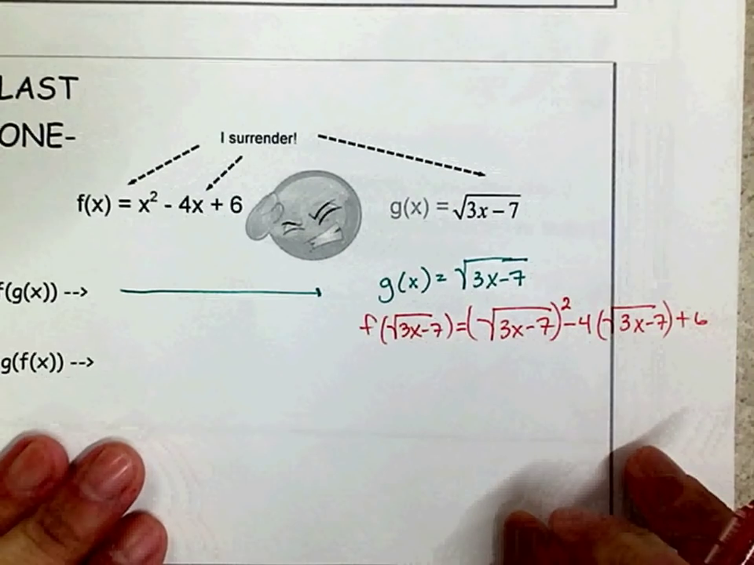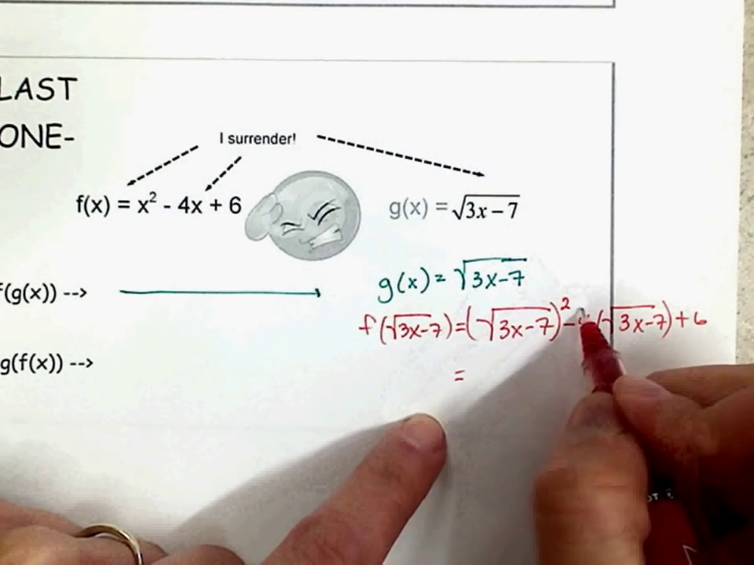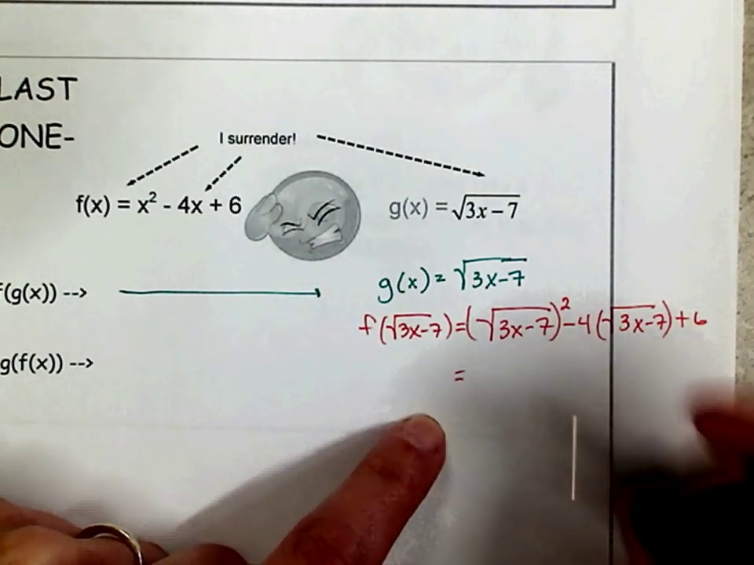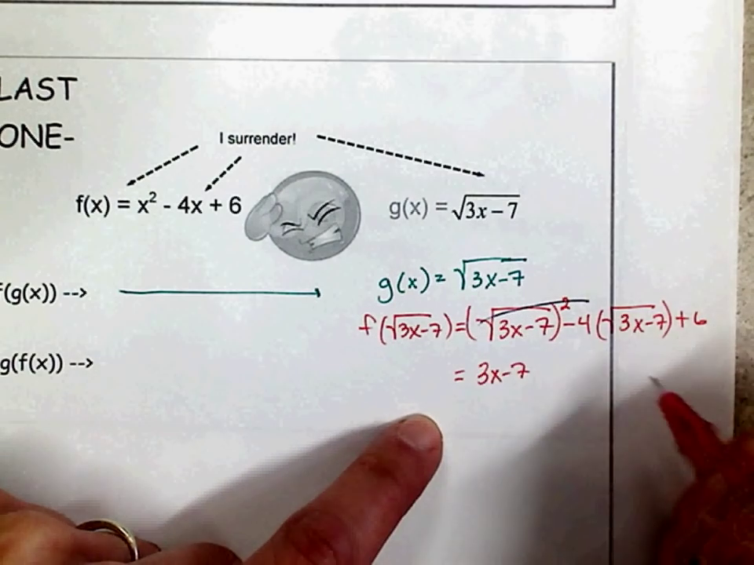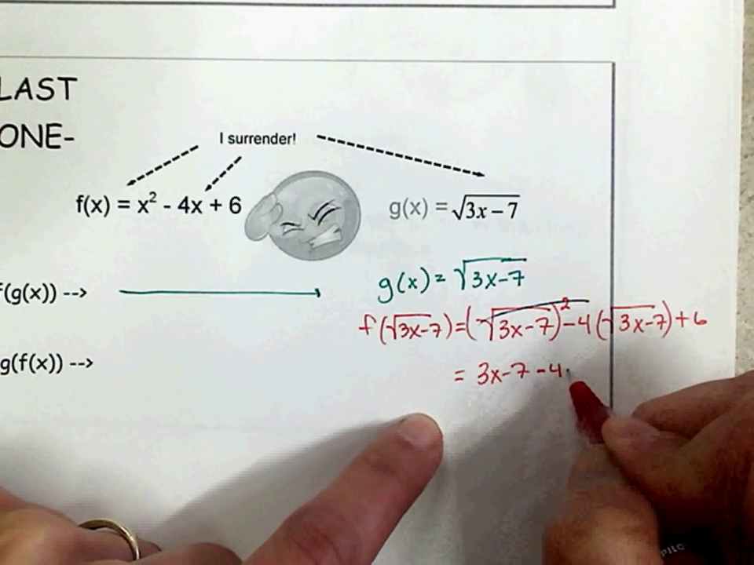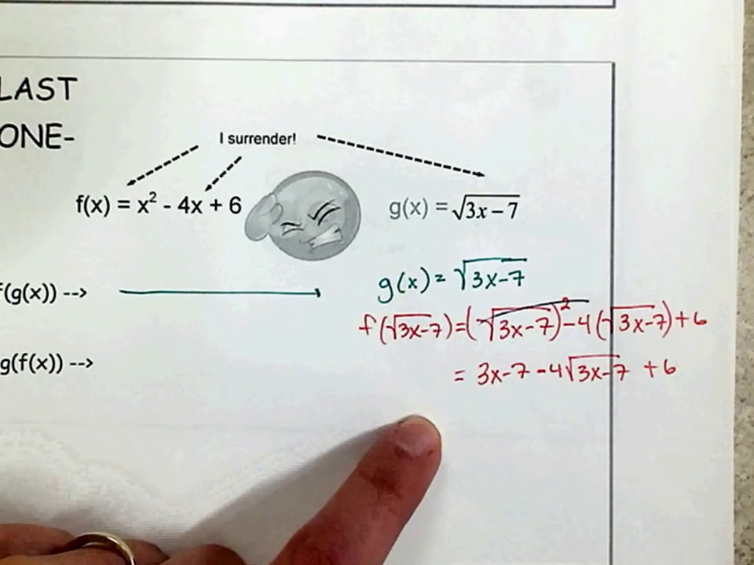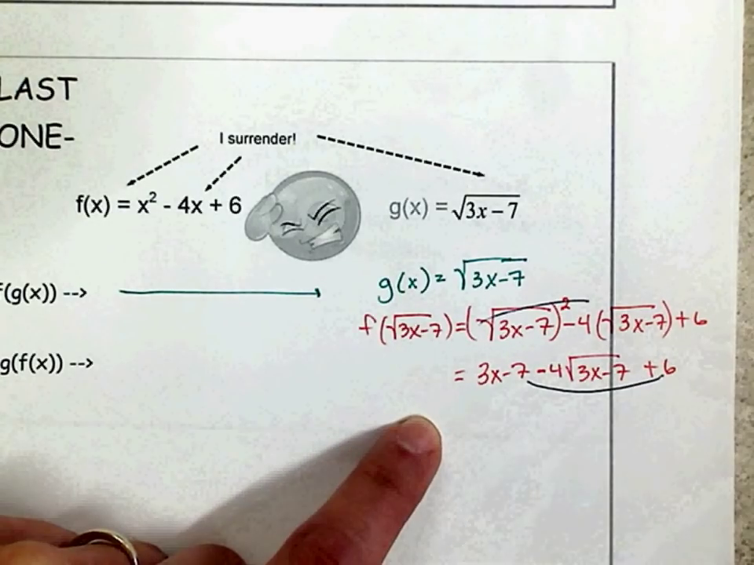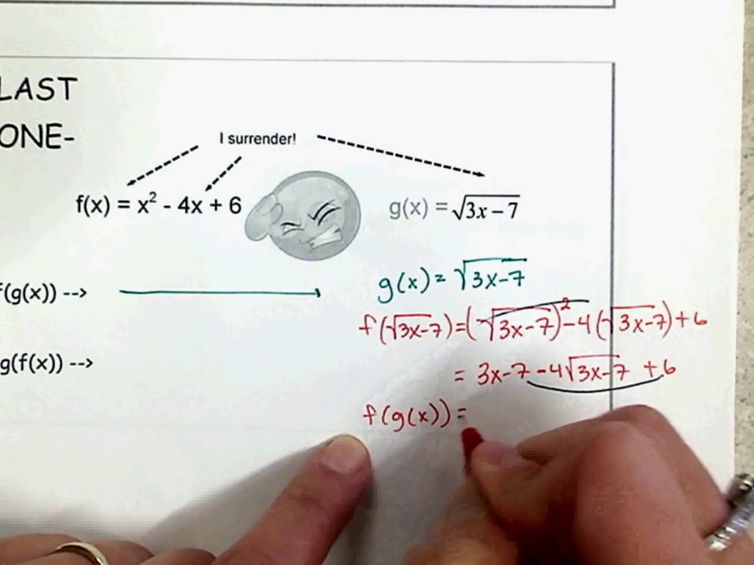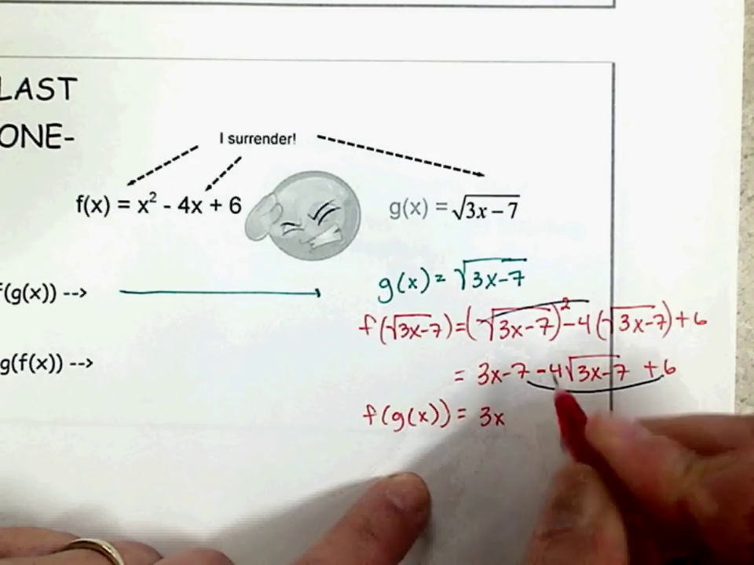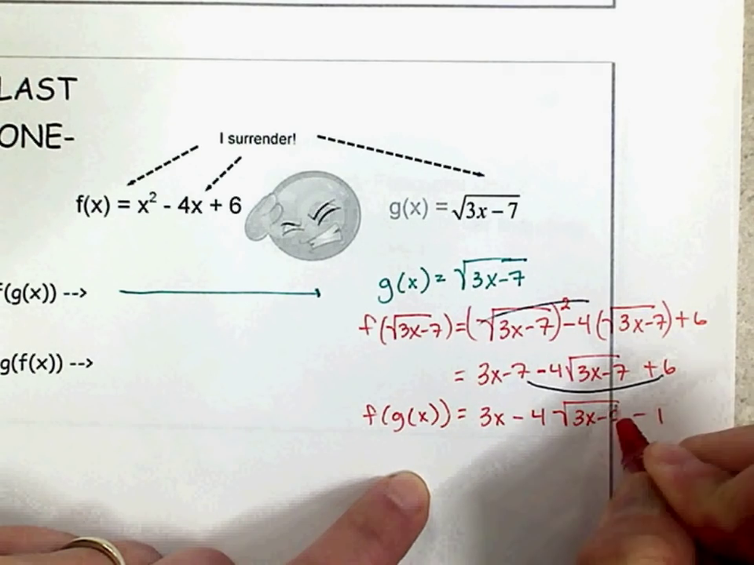Okay? All right, let's do the math. Notice you square something. Whenever you square a square root, the radical goes away. So you have 3x minus 7, and you're going to multiply that out. Negative 4 square root of 3x minus 7 plus 6. Combine your like terms. Those are the only two that you can combine. So f of g of x equals 3x minus 4 square root of 3x minus 7, minus 1. Now be very careful where you draw and stop your radical sign.